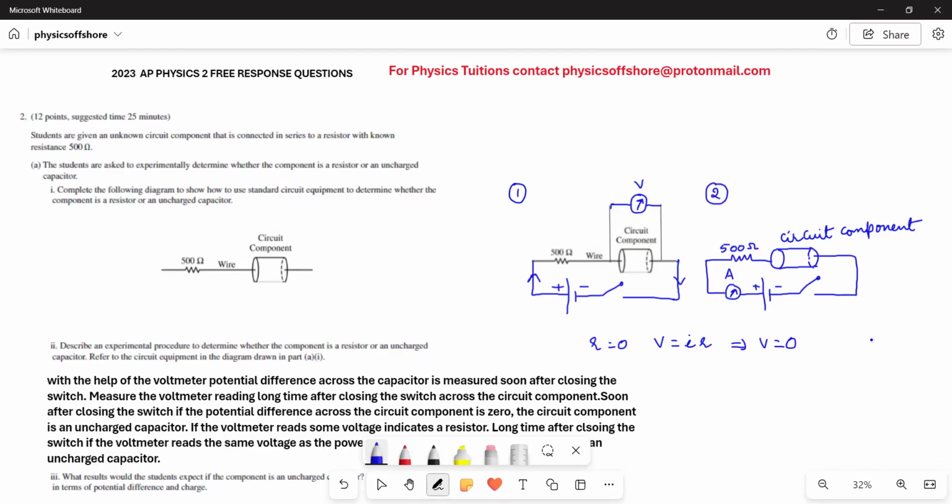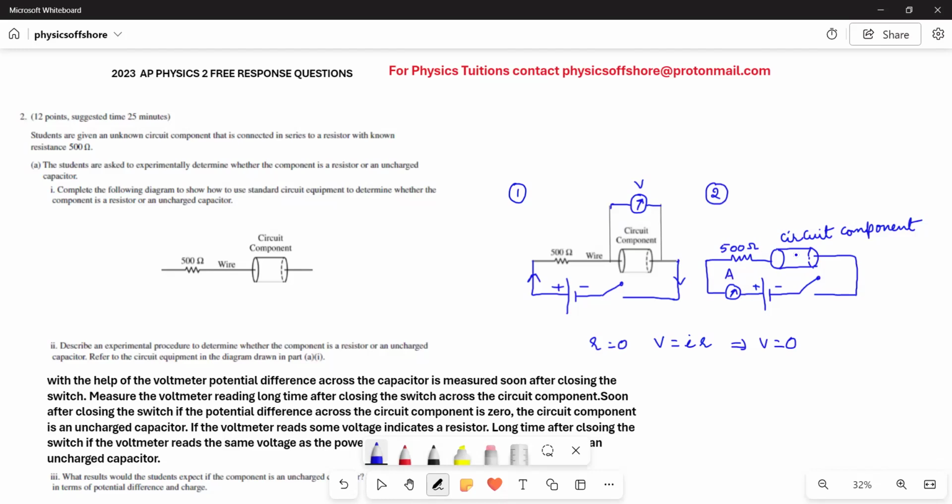And then the third one, suppose you keep a bulb, and the circuit component is an uncharged capacitor. Soon after closing the switch, the bulb will glow bright. And after a long time, the brightness of the bulb will go out, it will not glow at all. That means its brightness comes down. Why? Because soon after closing the switch, the capacitor is uncharged, therefore the current flows through the bulb, and the bulb glows at maximum brightness.